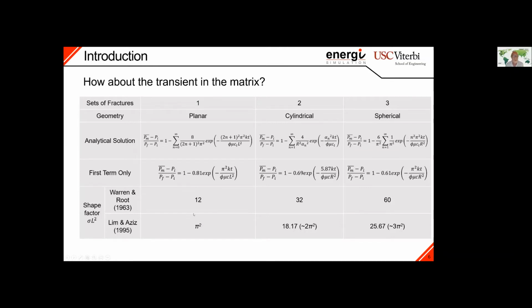And we get values of shape factors shown here for different geometry: pi squared, almost 2 pi squared, almost 3 pi squared for an isotropic and a cubical matrix segment. So L is the same on all sides. And that departs a bit from what Warren and Root told us that we should use for shape factors. And if you generate a table, there are a lot of different versions.